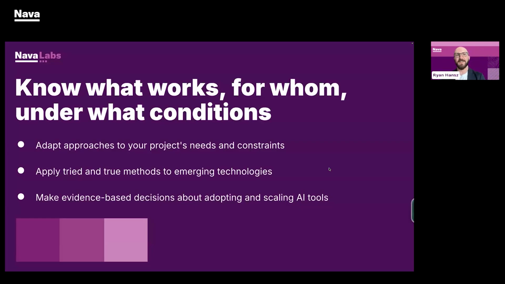So hopefully that was all useful in terms of bringing everything together and coming to a decision-making moment. And everything we talked about today is all in service of this question of knowing what works for whom and under what conditions. So a few high-level takeaways: adapting approaches to your own project's needs and constraints, and where you can, using tried and true methods like the administrative burden survey on emerging technologies, and trying to make evidence-based decisions about adopting and scaling AI tools rather than just off of the vibes.